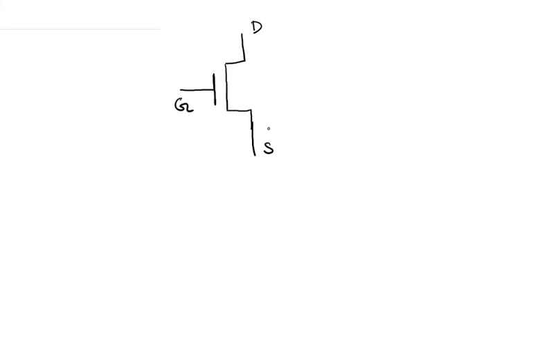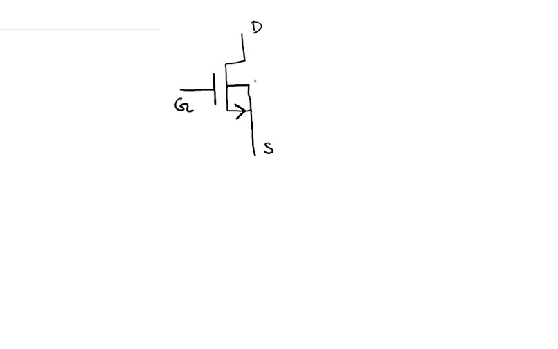So this is the usual symbol of an n-channel MOSFET. To denote the direction of flow of current, we put an arrow over here, indicating that current is flowing out of the source. We sometimes add the fourth terminal here, which is known as the body of the MOSFET, and the body is generally shorted to the source. So this is generally connected to the source.